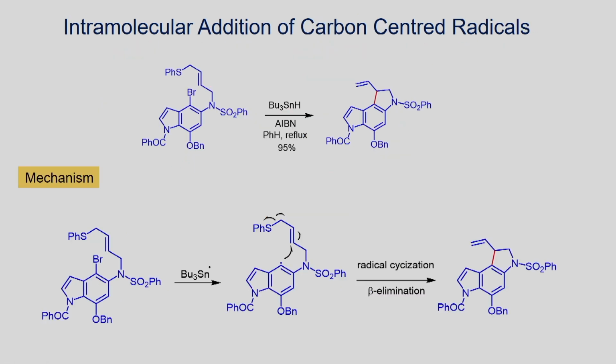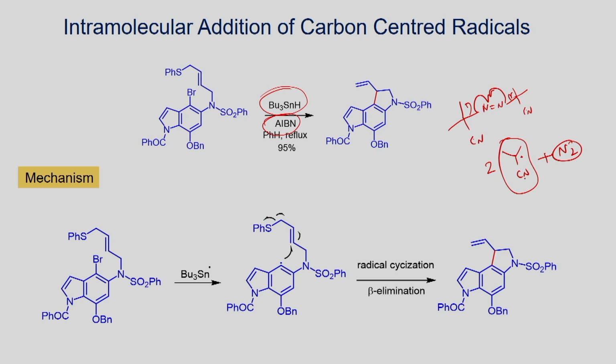Now let us look at another example. This also involves intramolecular radical cyclization. Here the combination of tributyl tin hydride and AIBN has been used. Already we have seen, if you have the AIBN, this can undergo cleavage to form the stable radical, which we use as initiator for the radical reactions.